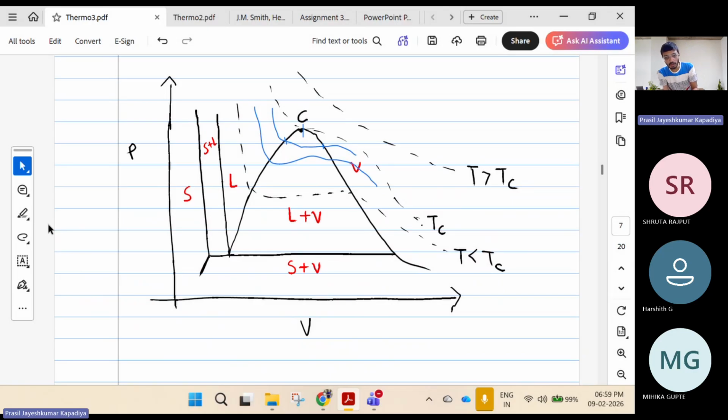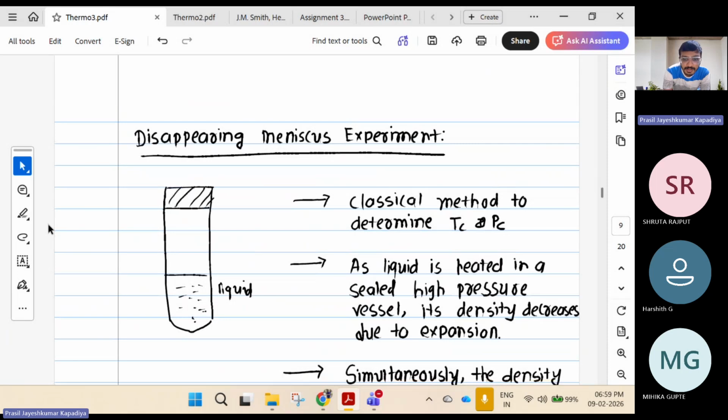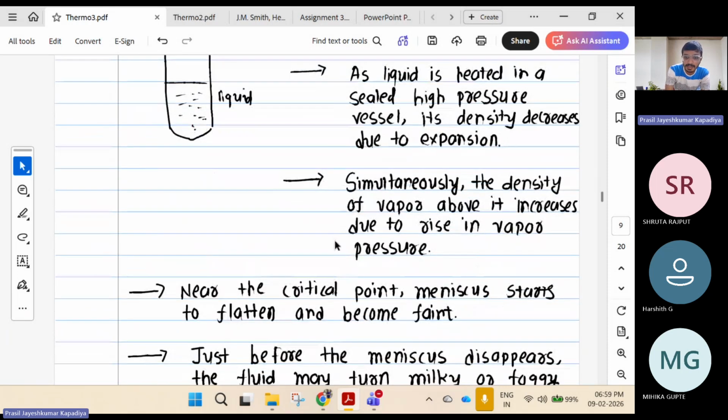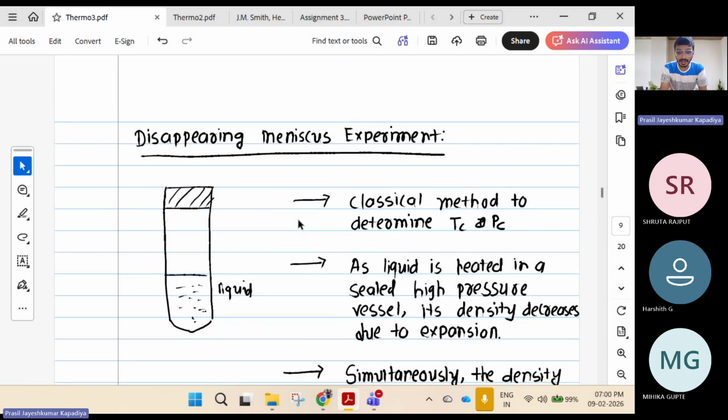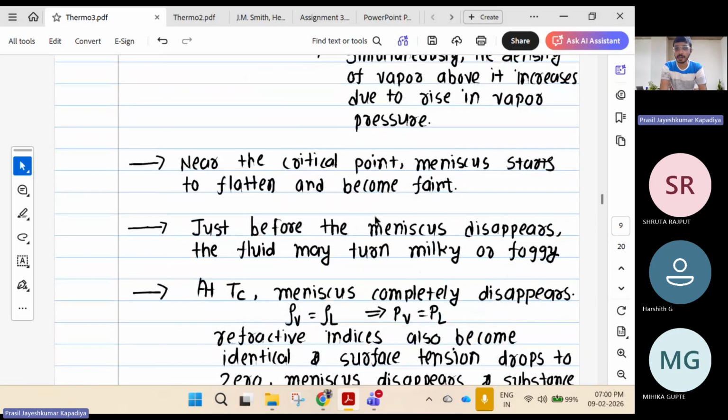So in the experiment, what is going to happen? Liquid and vapor are there in equilibrium, so those are phase separated. That phase separation is shown by a meniscus. What is going to happen when my temperature is increasing and increasing, and I am reaching here? There is no distinction of liquid and vapor, so this meniscus disappears at that point. The point at which the meniscus disappears is called the critical point.